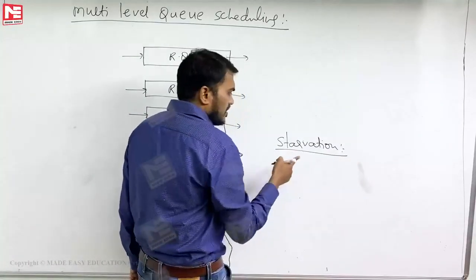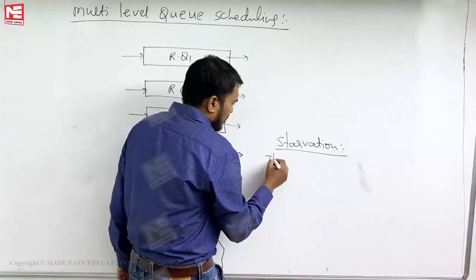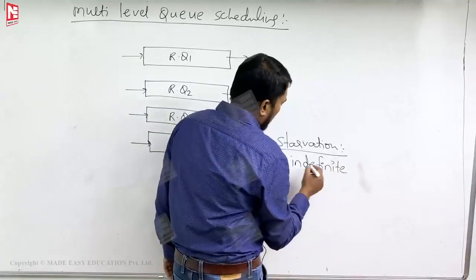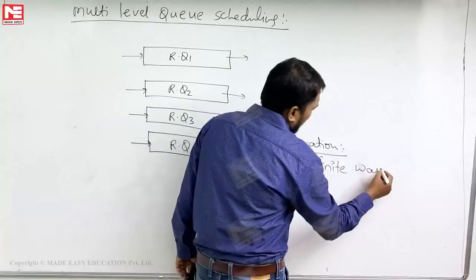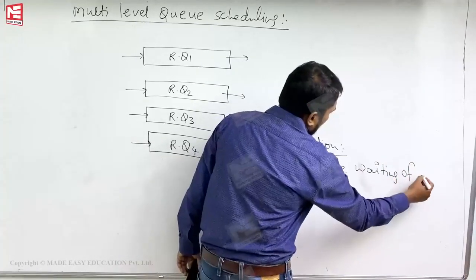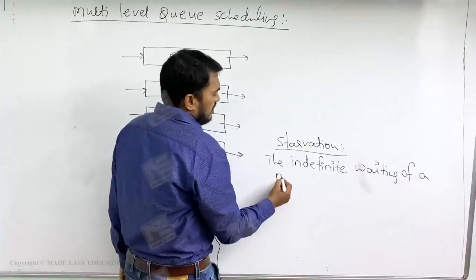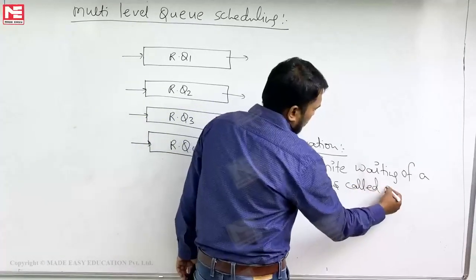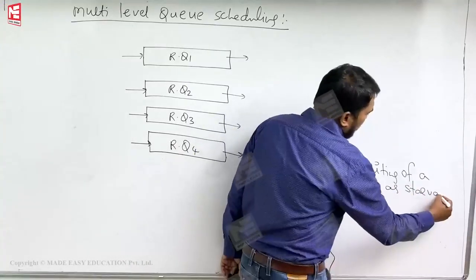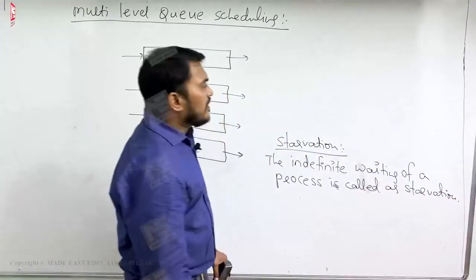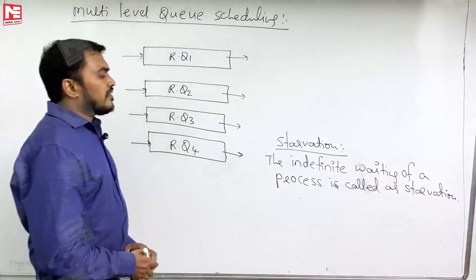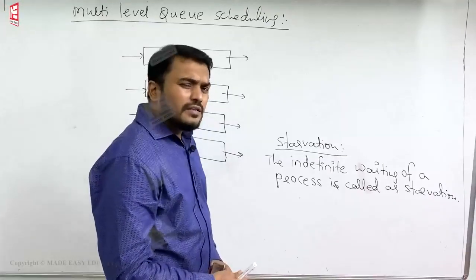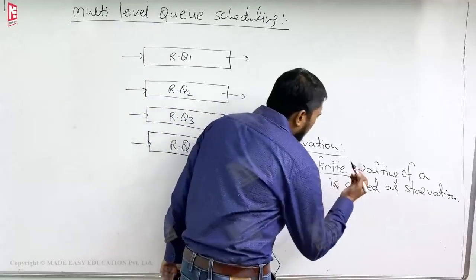Note down the definition. Keep the heading starvation. The indefinite waiting of a process is called starvation. Copy this. Now understand, what is the meaning of this? The indefinite waiting of a process.